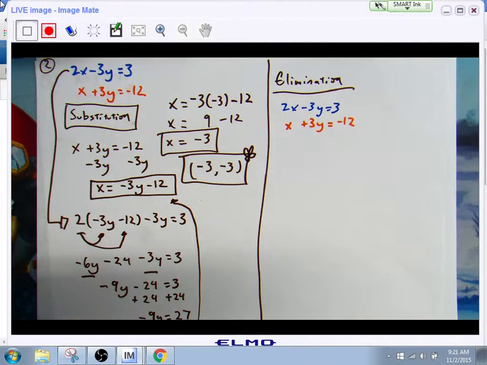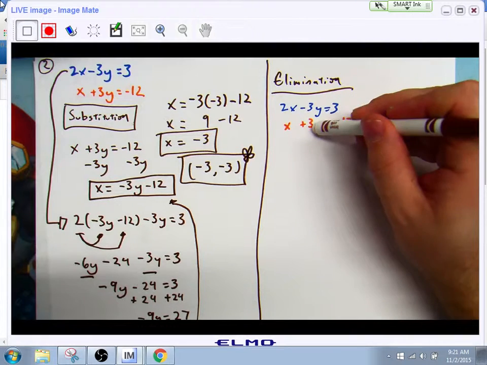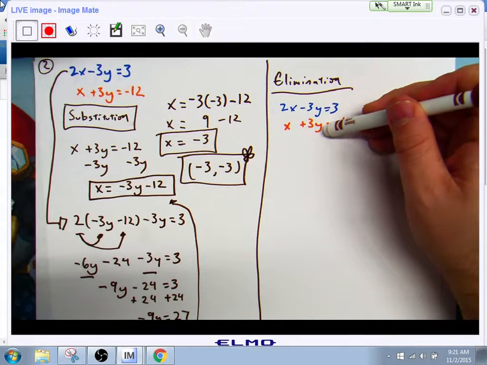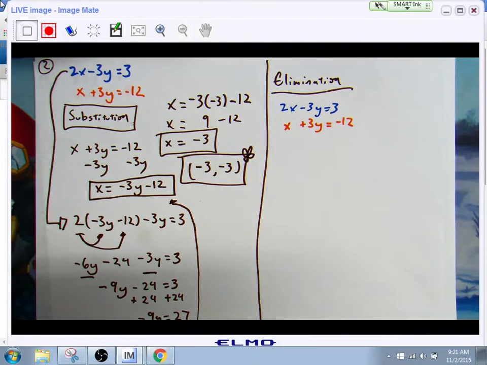Okay. And so first thing I'm going to do is check to make sure everything's aligned. My x's are above my x's, yes. My y's are above my y's, yes. Equal signs above my equal sign, yes. Constants above my constant, yes. Now I'm going to see if anything would eliminate if I added it together.